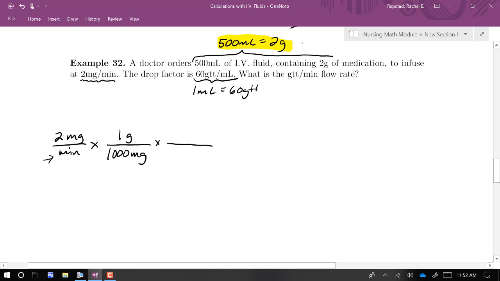Now I can use what I have on hand here, 2 grams, equivalent to 500 milliliters. Let's see where we're at with the units right now. Milligrams with milligrams, grams with grams. Now if I stop here I'd have milliliters per minute, but I want drops per minute. So now I'm going to use the drop factor. 1 milliliter, which has to go on the bottom to get those milliliters to cancel. 1 milliliter, 60 drops. Now, cancel the milliliters. I'm left with drops per minute. That's what I wanted.